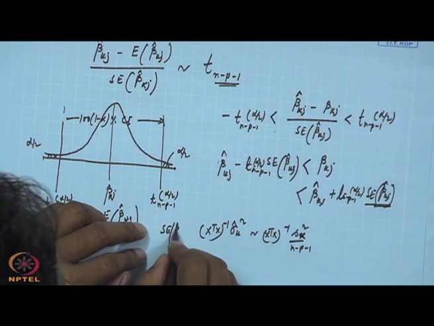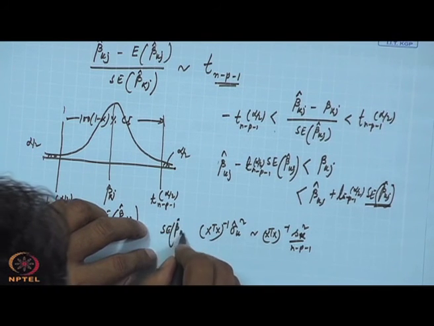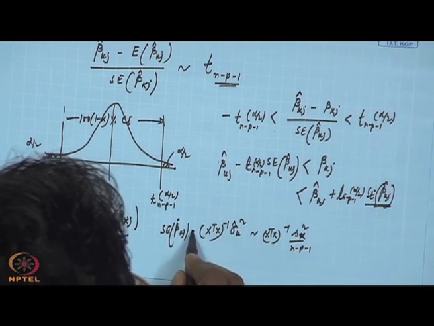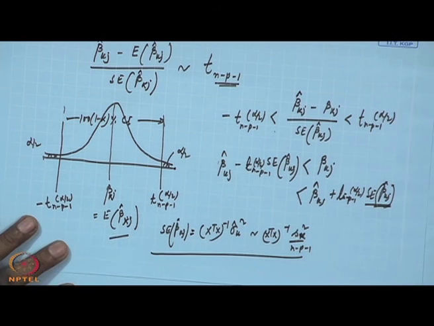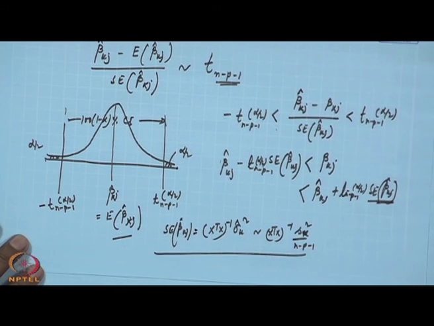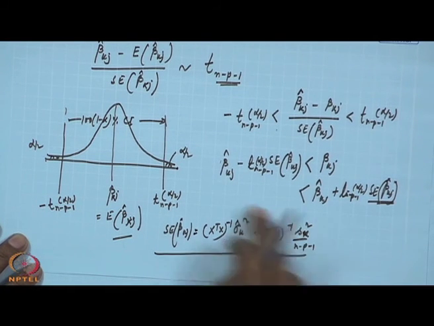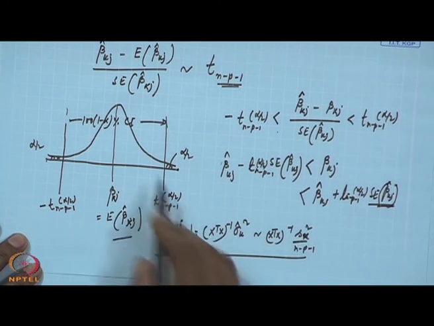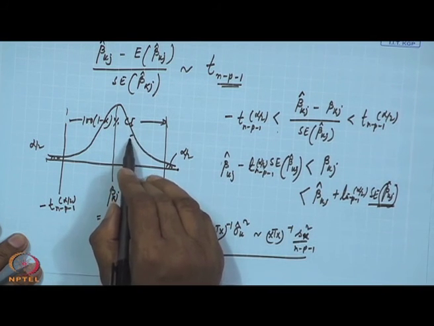Okay, you check this one. If there is a mistake, you report to me. I don't think there is a mistake. So, ultimately this one is your 100 times (1 minus alpha) percent confidence interval.